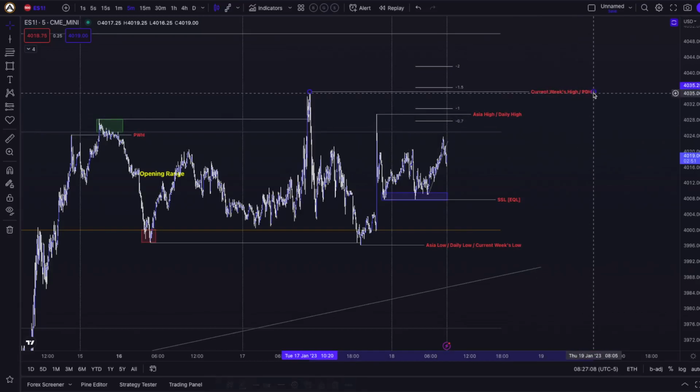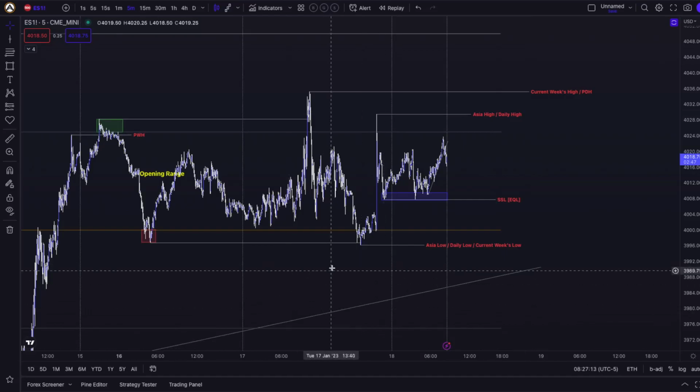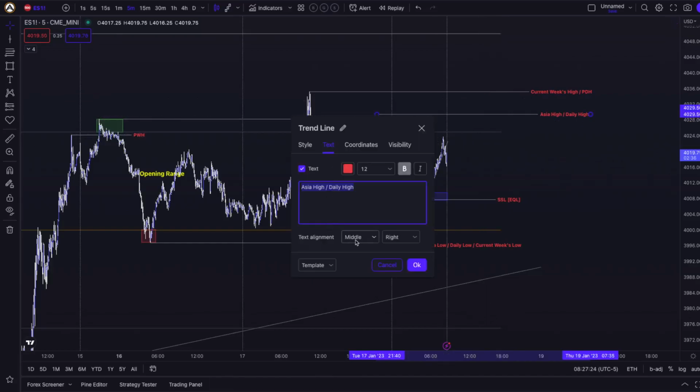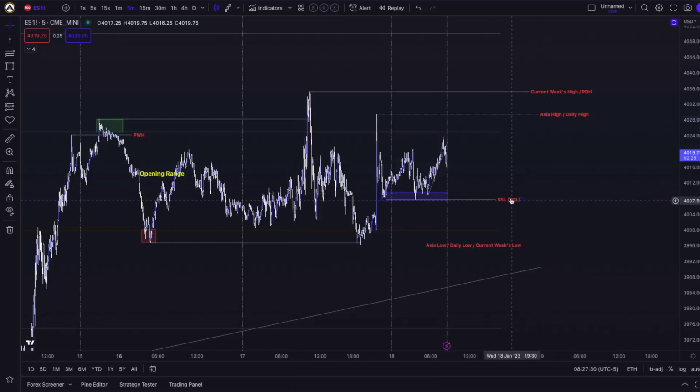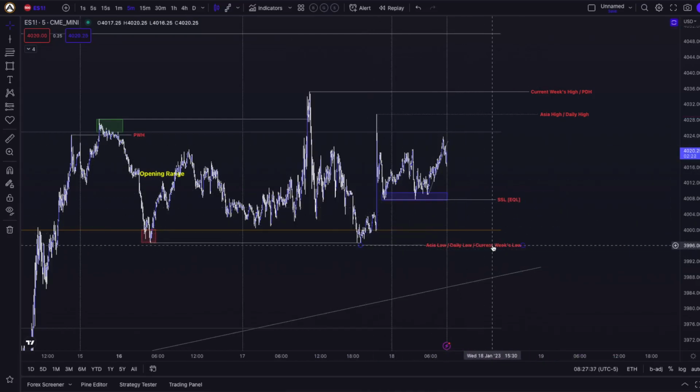And that's, let's say, an easy method of how you can draw out or map out important areas of liquidity. So we have our Asia high, which is currently our current day's high, looking from a smaller time frame perspective. Because it's not fixed yet, we're simply going to make it a dotted line. And we have our Asia low, current week's low. This was created yesterday. Daily low.